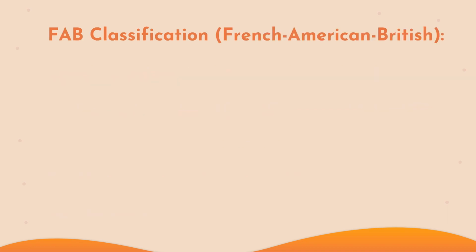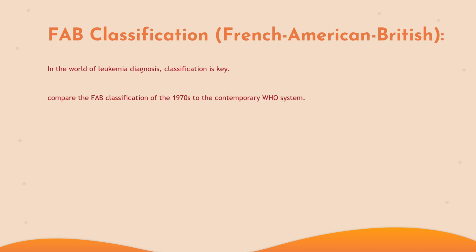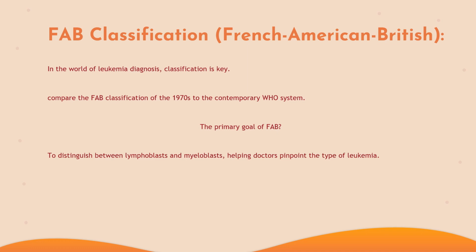FAB classification, French-American-British. In the world of leukemia diagnosis, classification is key. Join us on a journey through time as we compare the FAB classification of the 1970s to the contemporary WHO system. It all began in the 1970s when hematologists needed a way to classify leukemia. The FAB classification was born, focusing on cell morphology and cytochemical stains. The primary goal of FAB? To distinguish between lymphoblasts and myeloblasts, helping doctors pinpoint the type of leukemia.